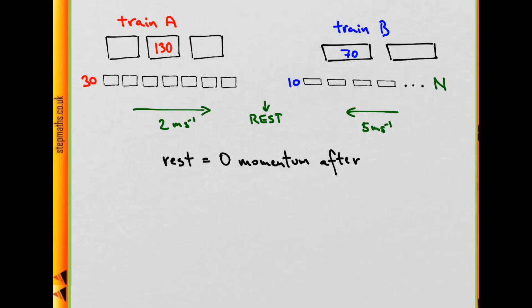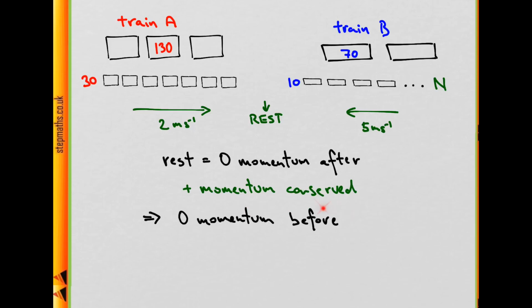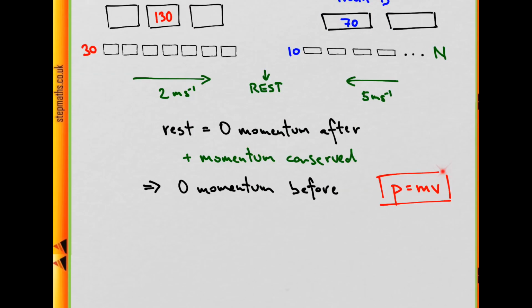From a physicist's point of view, rest means that there is zero momentum after the collision. But since we also know that momentum must be conserved, that leads us to the conclusion that momentum must have been zero even before the collision. Remember how momentum is defined?